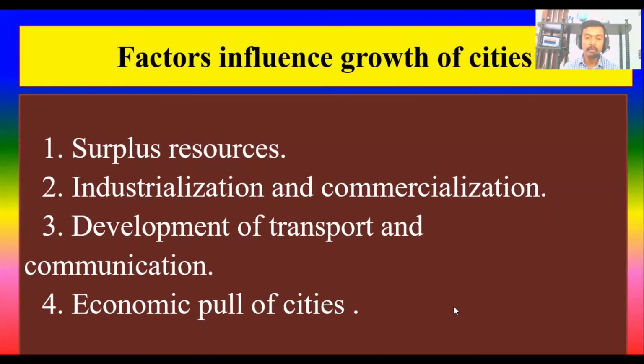Then the economic pull of cities. Economic pull means every economic product is pulled to the city. For example, when you produce rubber in our villages, where does that rubber go? It travels to the city for industries. Their industries are there for producing rubber products. Not only rubber, but also coconut, rice, everything travels from village to city, where industries are available and produce value-added products. So that's why cities grow.